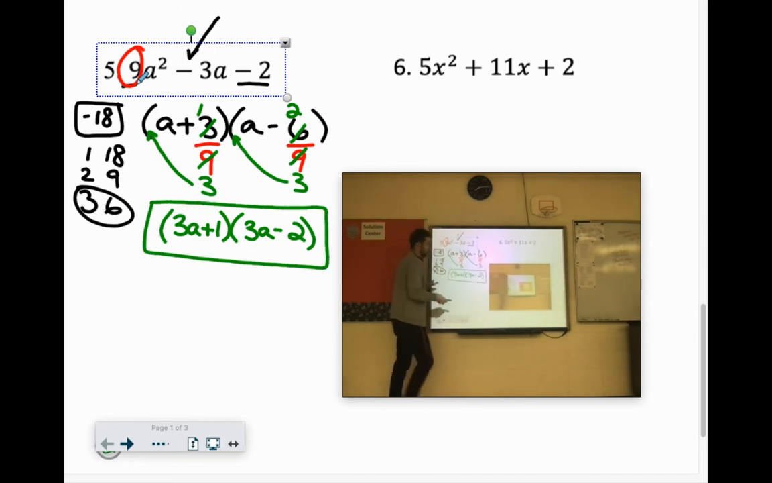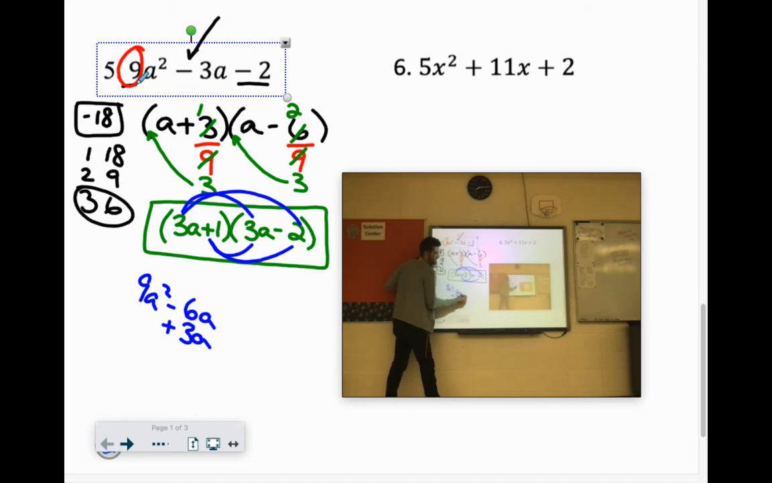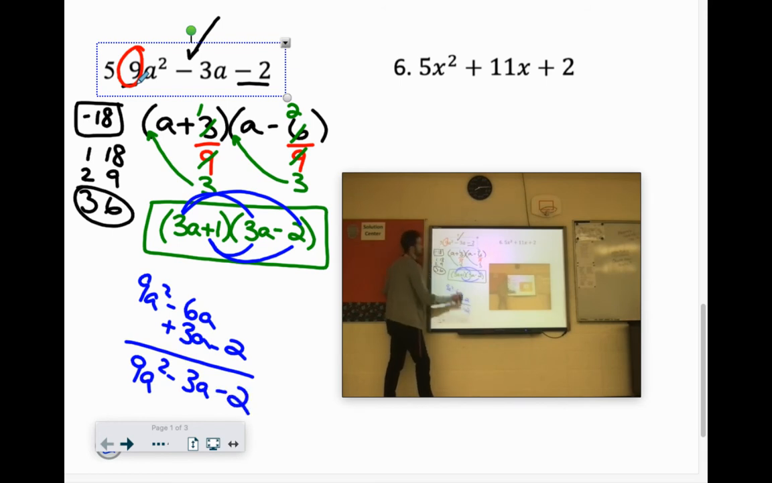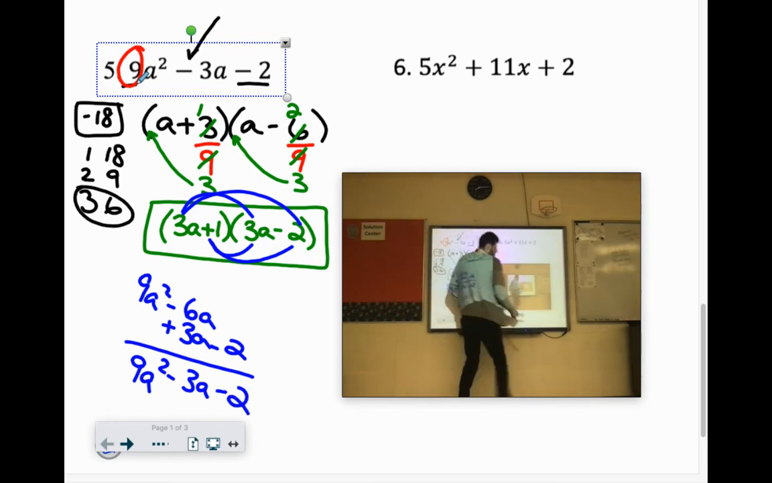That's it. Now, if you want, you can FOIL this out. 3a times 3a is 9a squared. 3a times negative 2 is negative 6a. 1 times 3a would be positive 3a, and 1 times negative 2 would be negative 2. This gives us 9a squared minus 3a minus 2, which is the original problem.